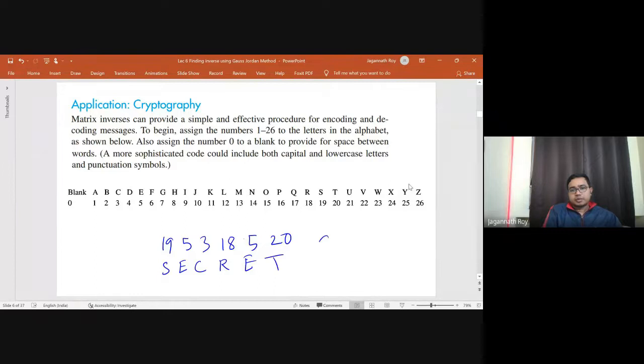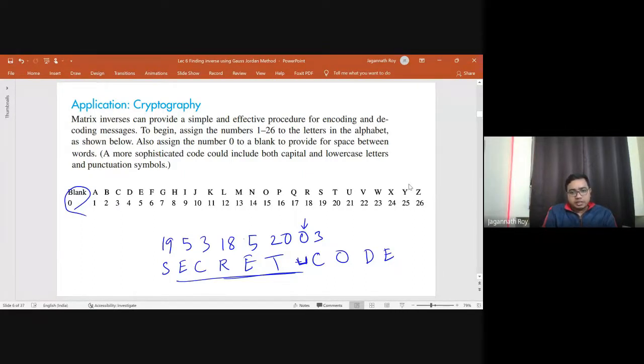Secret. Maybe this is for C, you can write. If you want to generate some secret code, some message, for the message "secret code", C is 3, and if you want to put a blank, you can write 0. So 0 will give one space. One space will be there.